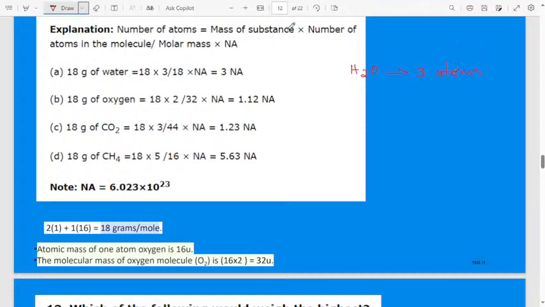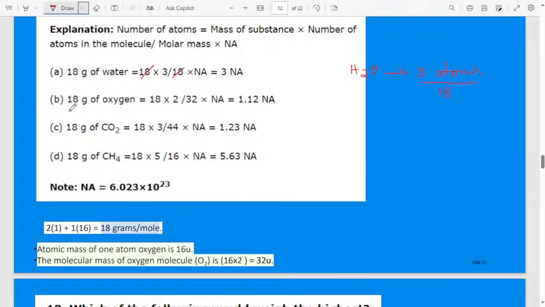See, remember the formula here. How to find the number of atoms? Mass of substance, molecular mass of water is 18, into number of atoms in the molecule. How many atoms are there? 3 atoms, divided by molar mass. Molar mass is 18, into Avogadro number. 18, 18 will get cancelled. Then 3 into Avogadro number. This formula you have to remember to find the number of atoms.